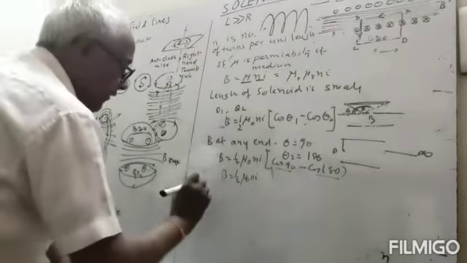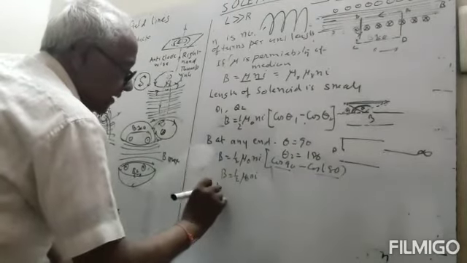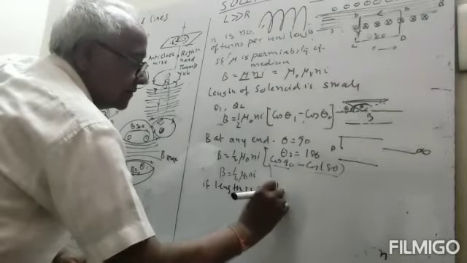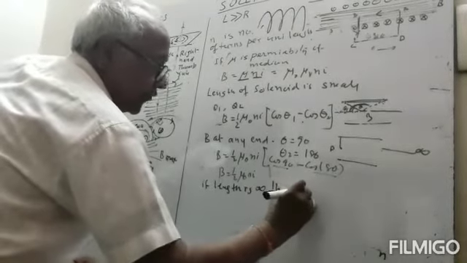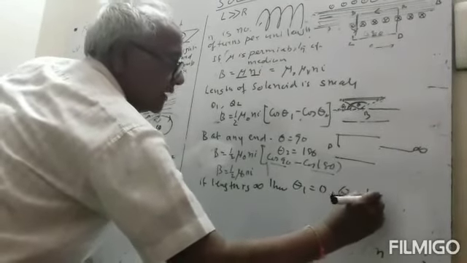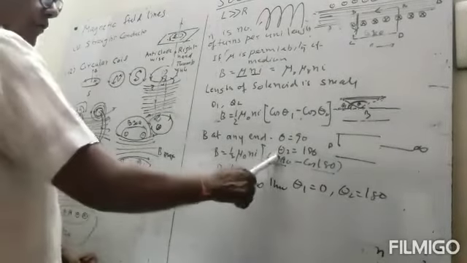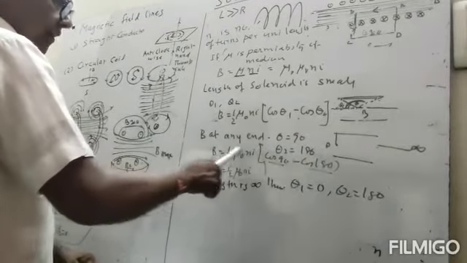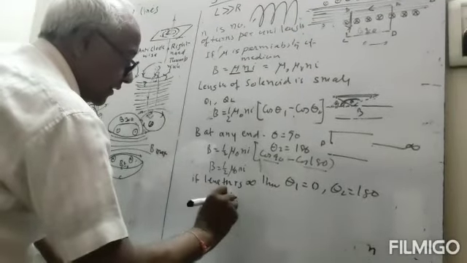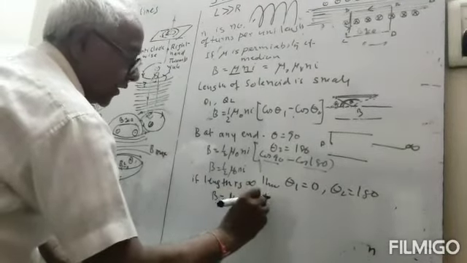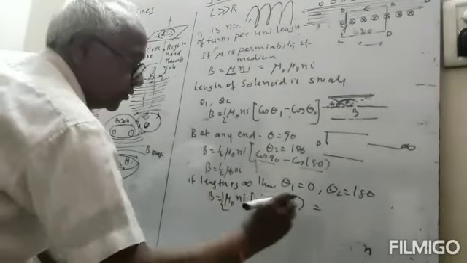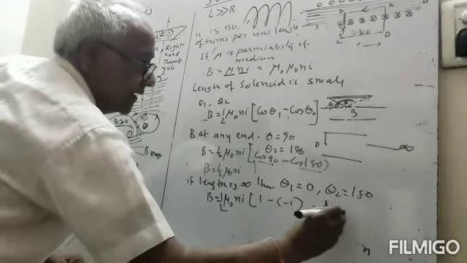Now, if the length is infinite, then theta 1 will be equal to 0 and theta 2 will be equal to 180. So this will be equal to 1 and this is equal to minus 1, plus 1. So the result will be the same. B will be equal to 1/2 mu 0 n I into (1 minus (minus 1)), so it is equal to mu 0 n I.